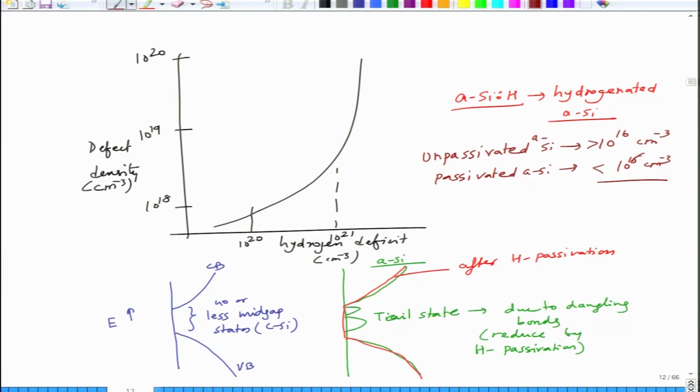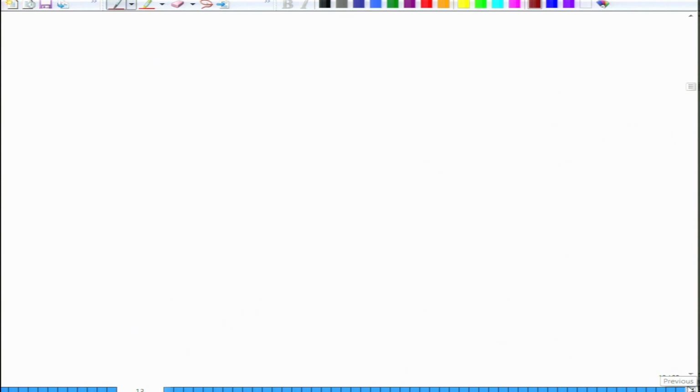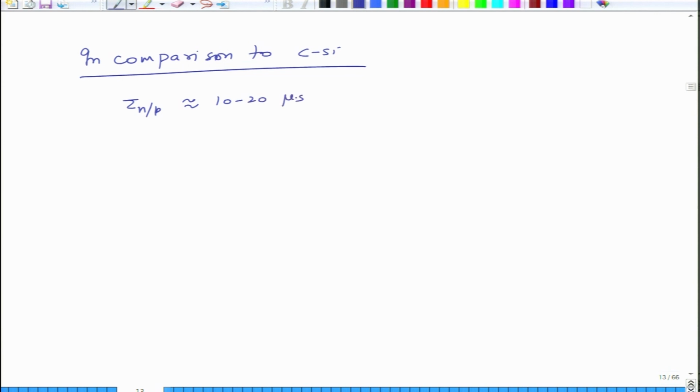However, since amorphous silicon is amorphous, in comparison to C silicon, the tau n and p are roughly 10 to 20 microseconds, very small as compared to C silicon. The lifetimes are lower, and the diffusion lengths are of the order of 0.1 micron.